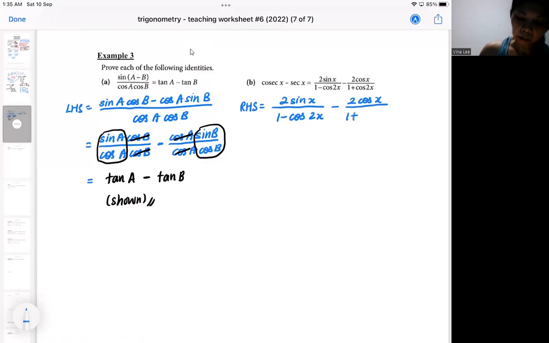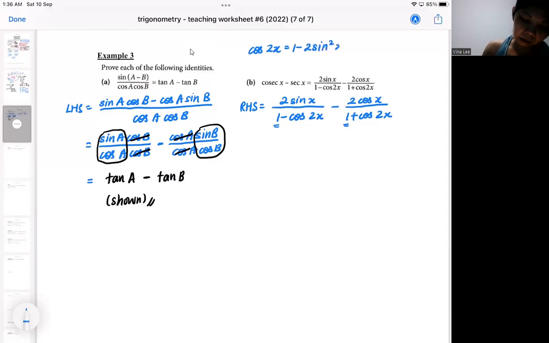So some of you might think of making the same denominator. You are not wrong if you want to make the same denominator because it's a fraction minus a fraction. So the only way to combine is to make the same denominator. But in this case, we are going to choose the correct cosine 2x formula so that we can remove the numerical value. So you might want to write down.